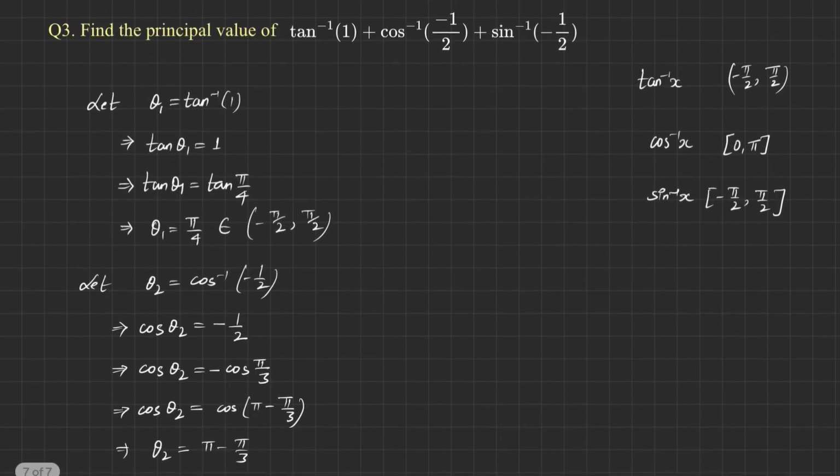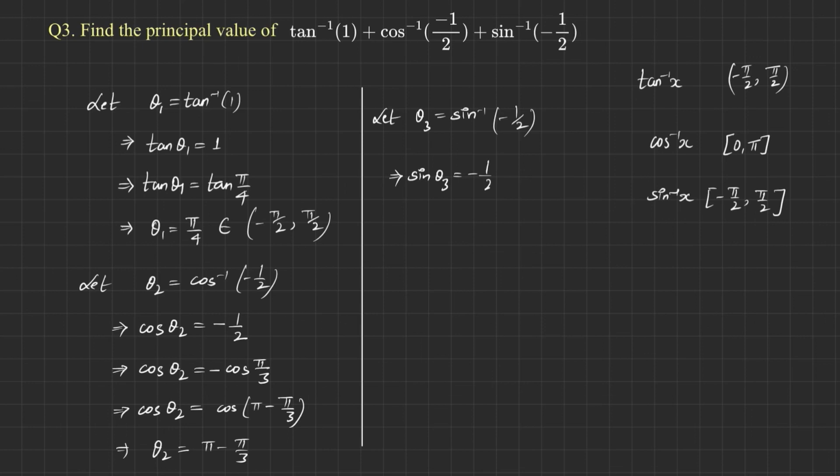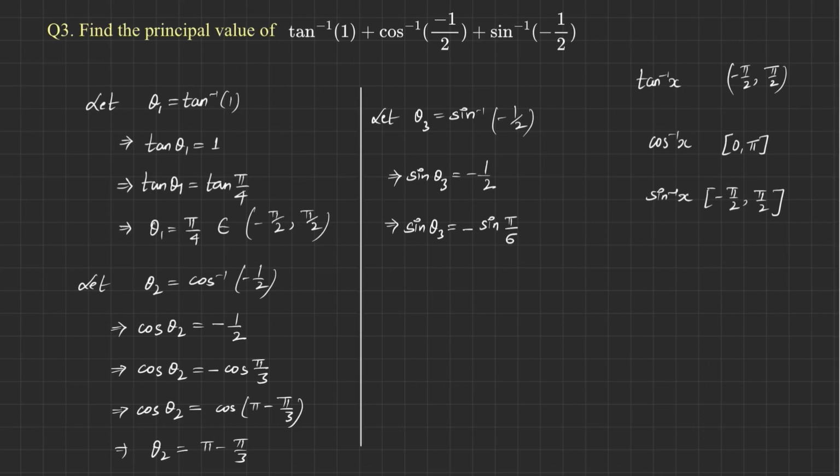And lastly, let us solve for sine inverse. So let theta 3 equal sine inverse of minus 1 by 2. So this implies sine theta 3 equals minus 1 by 2. This implies sine theta 3 equals minus sine 30, that is 1 by 2. That means sine 30 is pi by 6, okay?